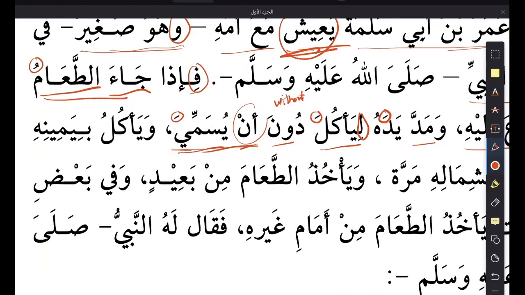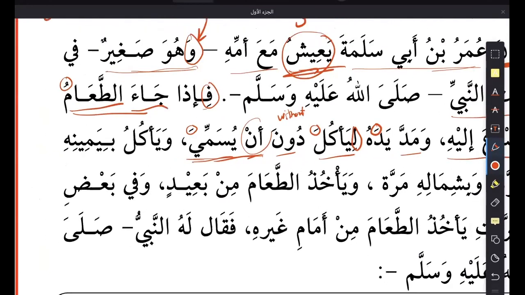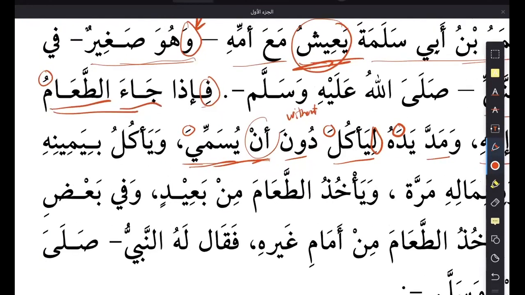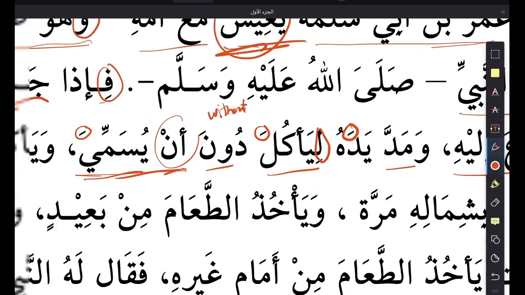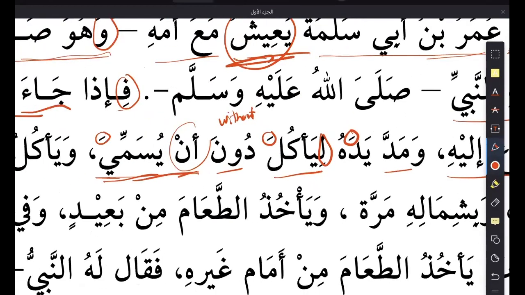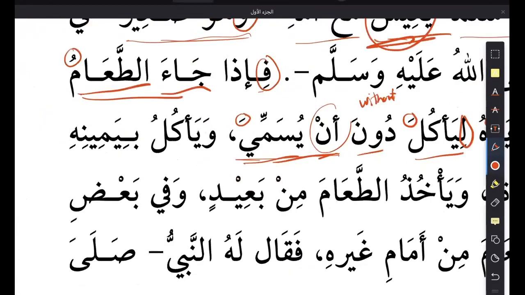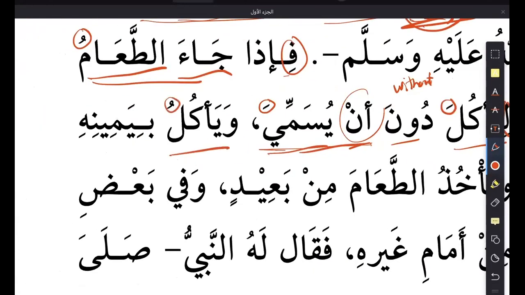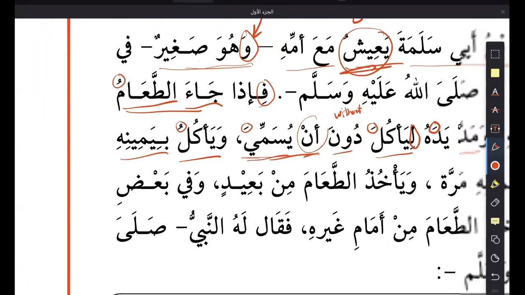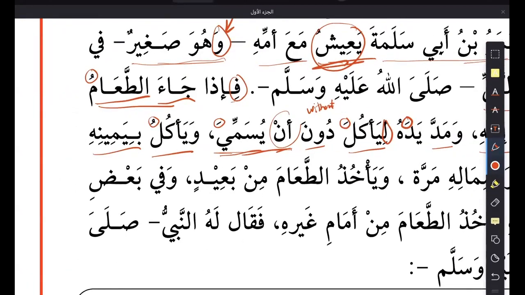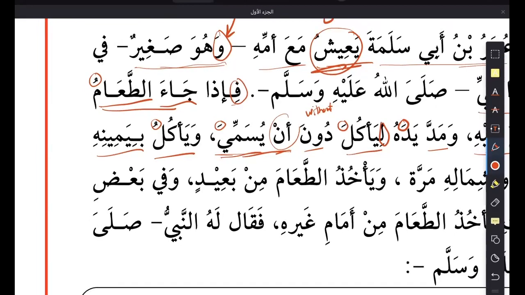Okay, most of the time we know the present tense verb takes a dhamma. You have akala, ya'kulu, it should be ya'kulu, but because of this lam, it gets a fatha, ya'kula. Now, just like here, wa ya'kulu, and he eats bi yaminihi, on with his right. Here it means, of course, his hand, right hand.